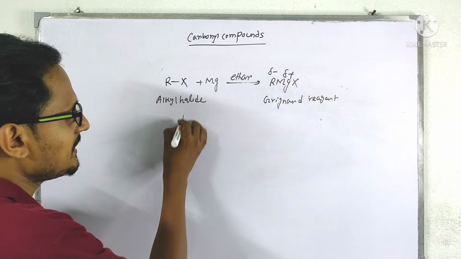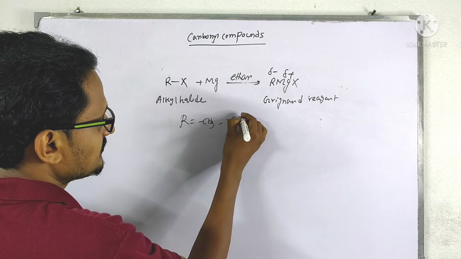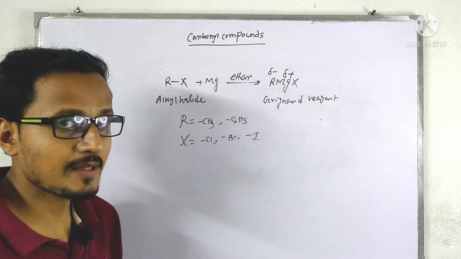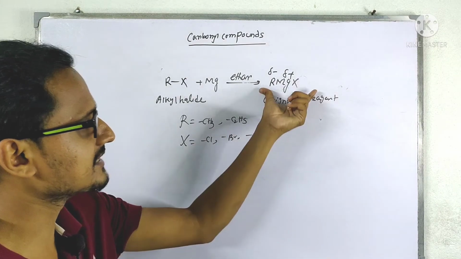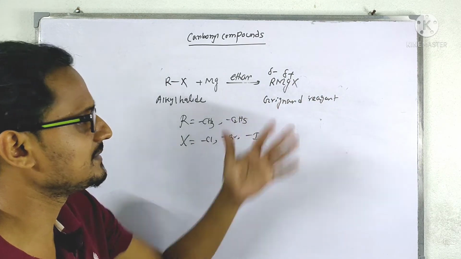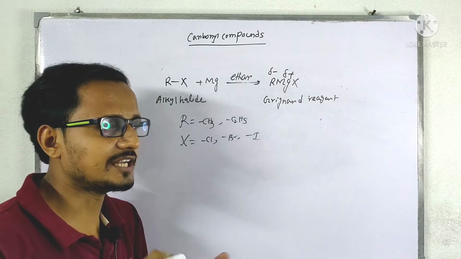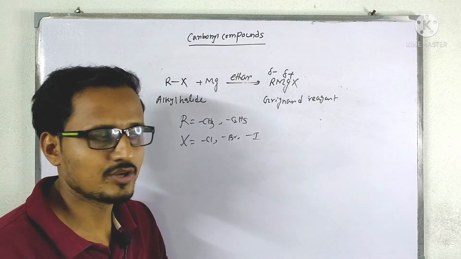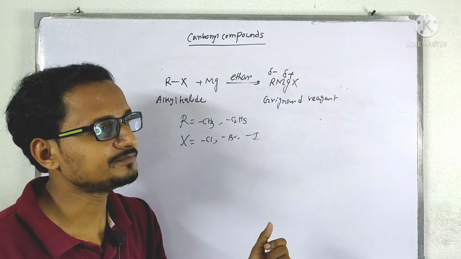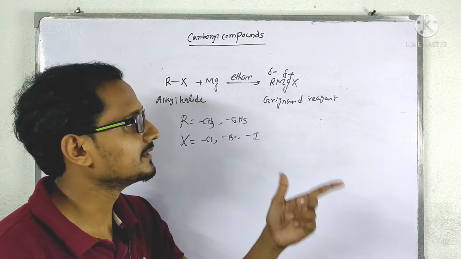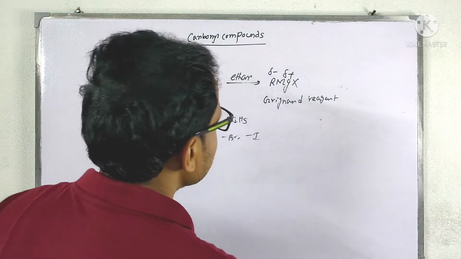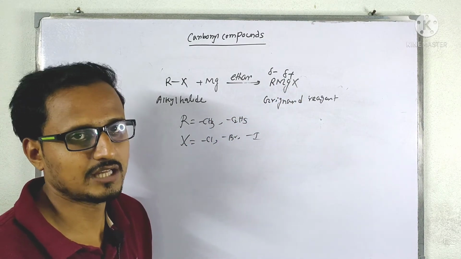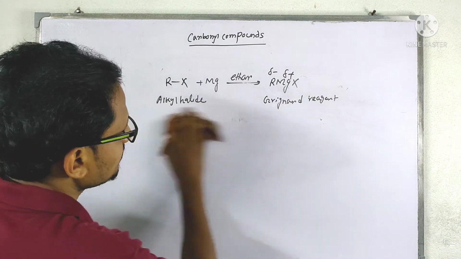Now here R may be any group, that means CH3, C2H5, any group, and X can be chloride, bromide, iodide. So we can take any Grignard reagent, CH3MgBr, CH3MgI, CH3MgCl, like that, and we can treat with HCN, hydrogen cyanide, to prepare one aldehyde or ketone, or we can react this RMgX with the ester, so that we can prepare the aldehyde or ketone. Now we'll see those reactions first, how we can prepare. After that, this RMgX can react also with the aldehyde or ketone. That also we'll see. So this is Grignard reagent.